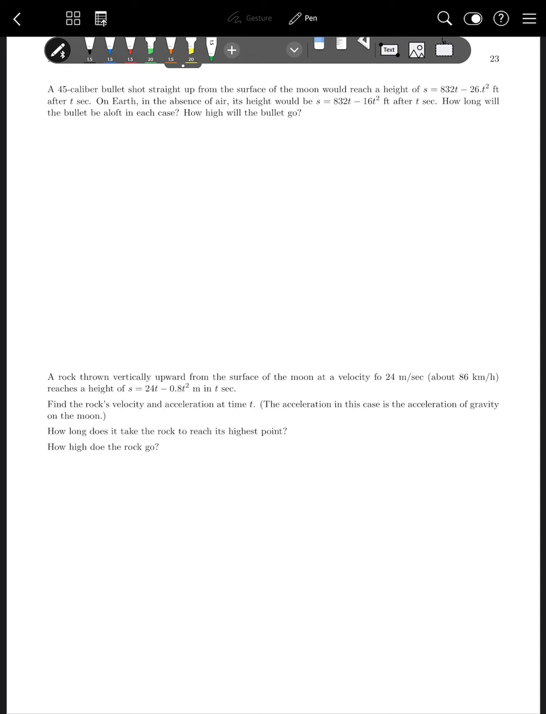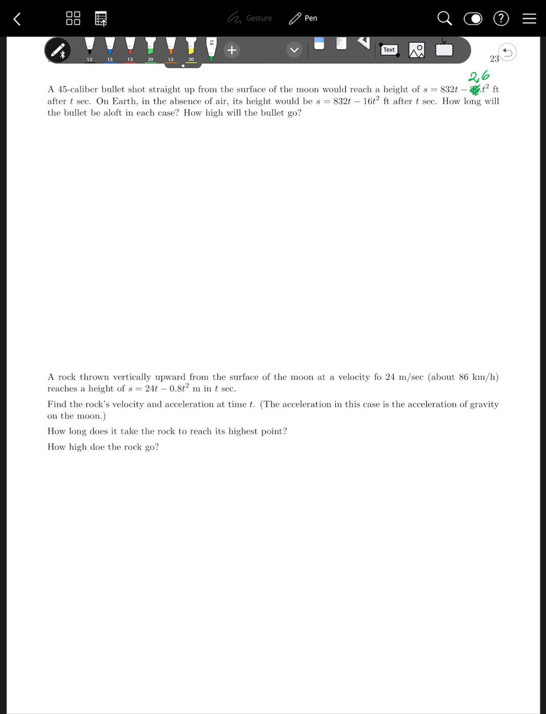A 45 caliber bullet shot straight up from the surface of the moon would reach a height of S equals 832t minus 2.6t squared feet after t seconds. On Earth, in the absence of air, its height would be S equals 832t minus 16t squared in t seconds. How long will the bullet be aloft in each case, and how high will the bullet go?